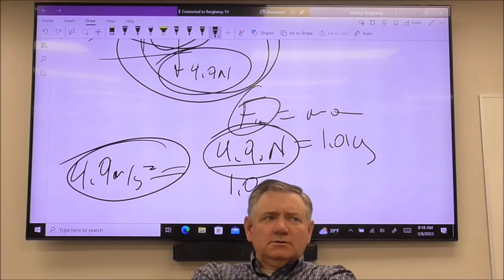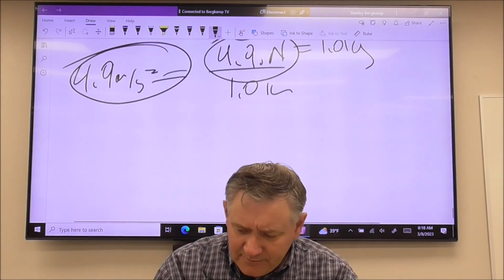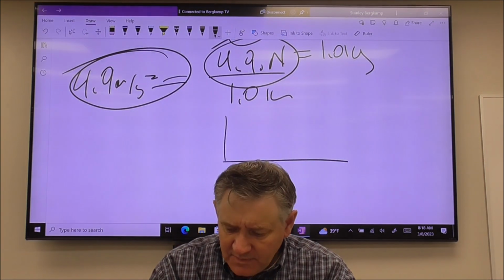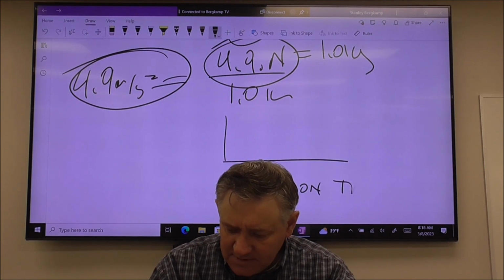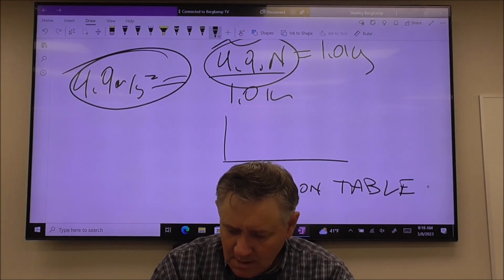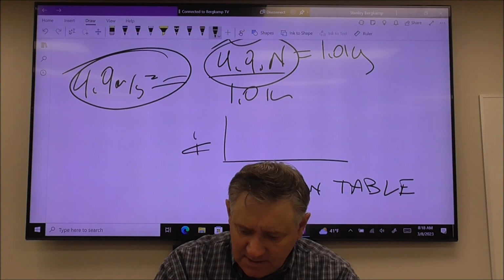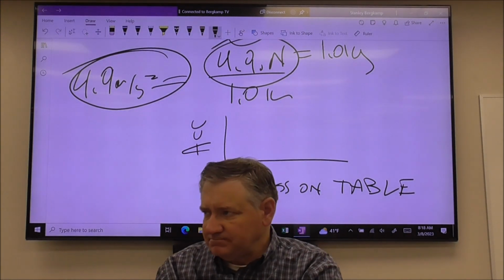Ah, right, cool. So let's look at the graph. This is mass on the table, and this is the acceleration of the system. Okay?